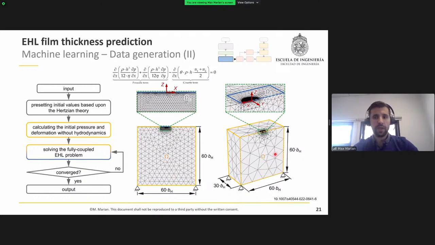At first, the model is initialized using Hertzian values, and the elastic deformation is calculated for an equivalent body. Subsequently, the EHL problem is computed fully coupled, whereas the Reynolds equation is solved in a weak form on the boundary of the elastic body. The whole model was implemented in COMSOL Multiphysics, which is state of the art now, so there's nothing really special about it.